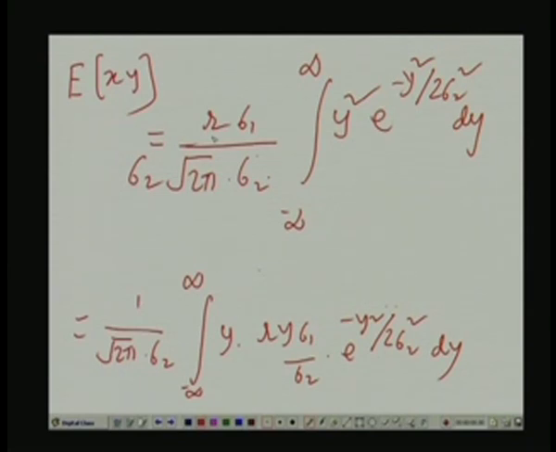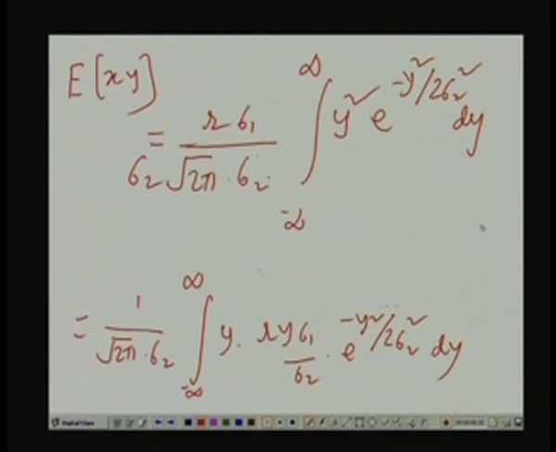So, now consider this function, 1 by square root of 2 pi sigma 2, e to the power minus y square by twice sigma 2 square. That is the probability density of this Gaussian random variable y. That is multiplied by y square and integrated. So, that will give rise to the variance of y. After all, the mean is 0. So, that variance is nothing but sigma 2 square.